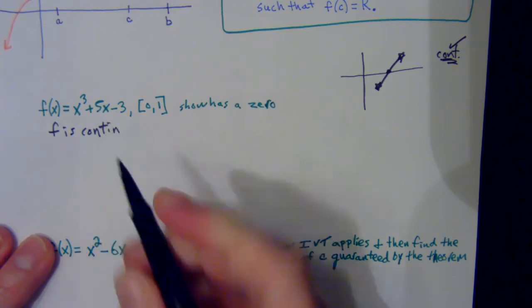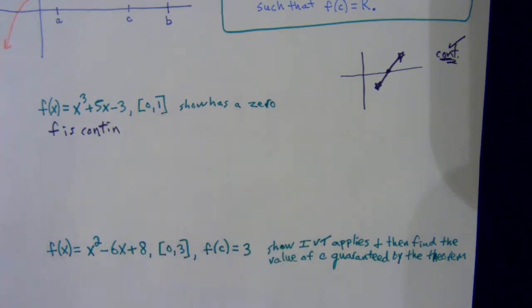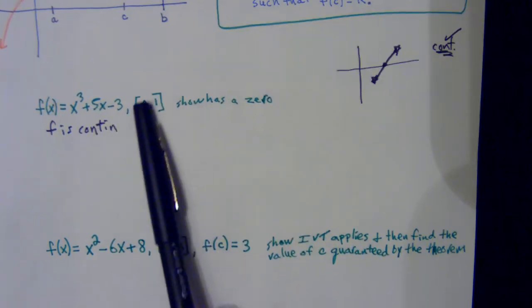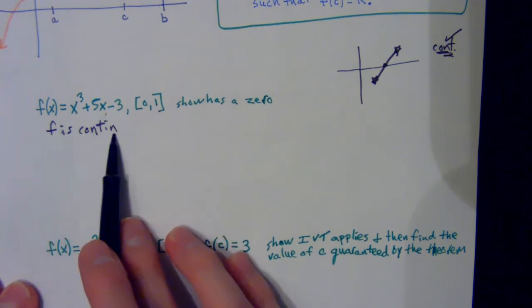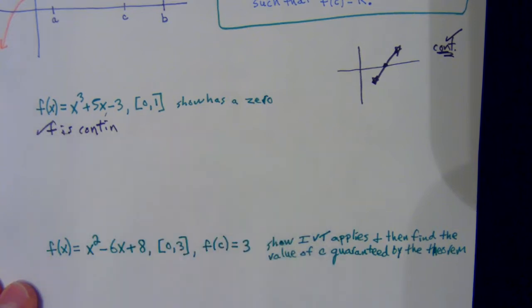Now, technically, it just has to be continuous in that interval. So sometimes we may have functions that aren't continuous everywhere, like this one is, but it is continuous in that interval right there. So we just have to look at the function right there. But if you see a polynomial, just say, hey, it's continuous. So we got that satisfied.